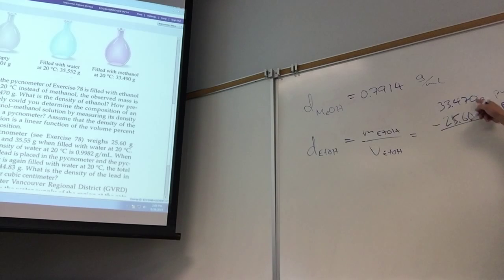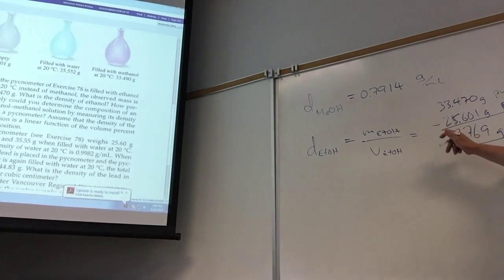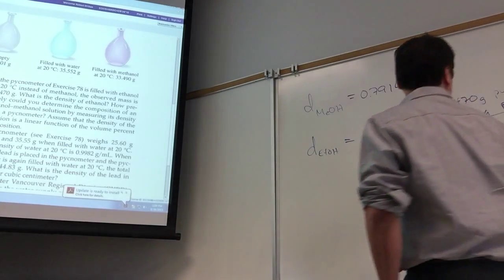And so the mass of the ethanol is going to be what? Is that right? 7.769 grams of ethanol. Okay, then we know the volume of the pycnometer. What was the volume of the pycnometer? Did somebody write it down from last time? 9.969 milliliters. And so this should give us the density here.